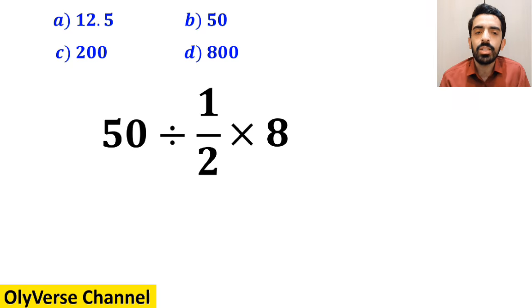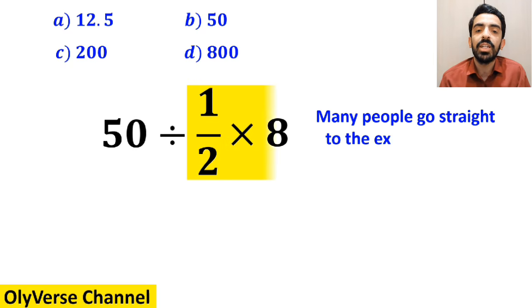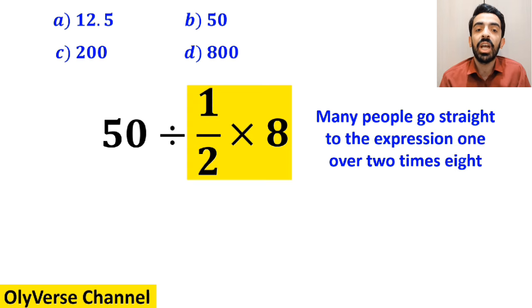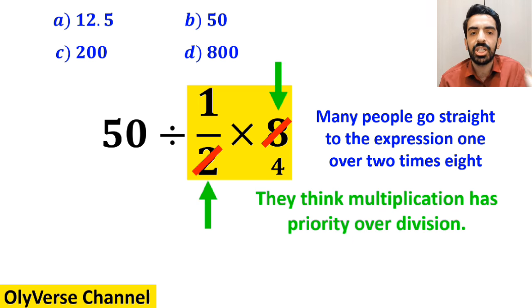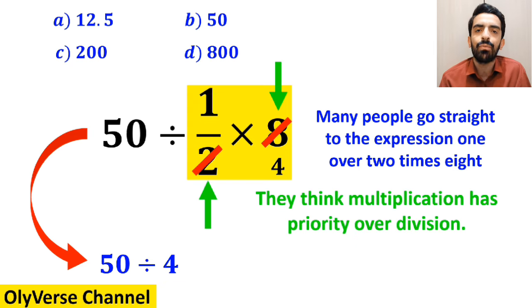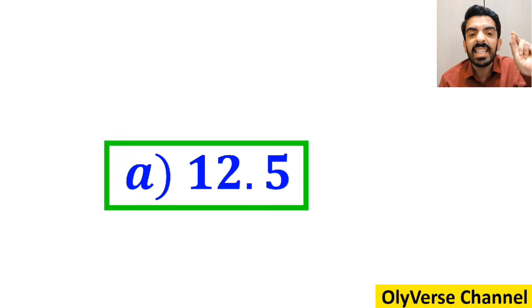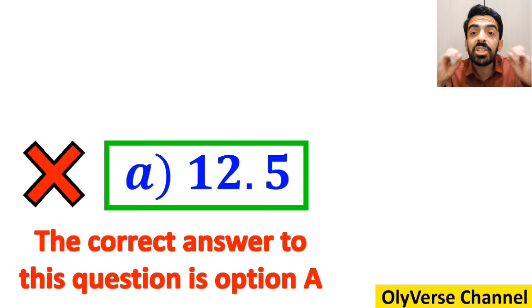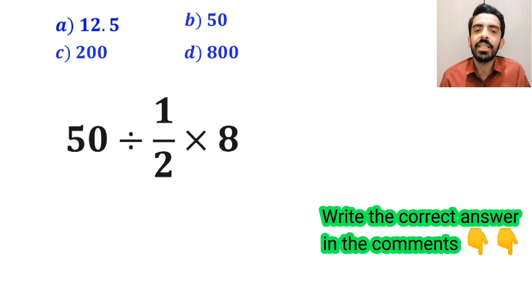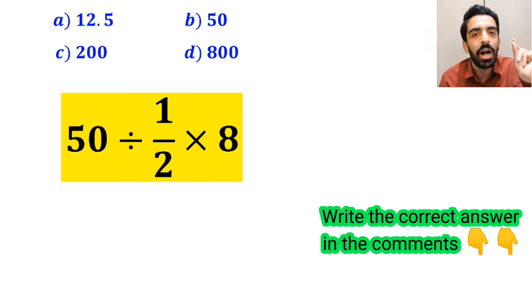At the beginning of solving this question, many people go straight to the expression 1 over 2 multiplied by 8, which I have highlighted in yellow, because they think multiplication has priority over division. And they say it's easy to simplify the 8 with the 2 in the denominator and write this expression as 50 divided by 4, which finally gives them the answer 12.5. Then, without any hesitation, they immediately say that the correct answer to this question is option A. However, that's definitely wrong. Now let me explain step by step how we should solve this expression properly.